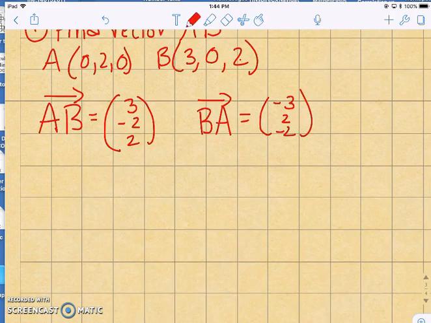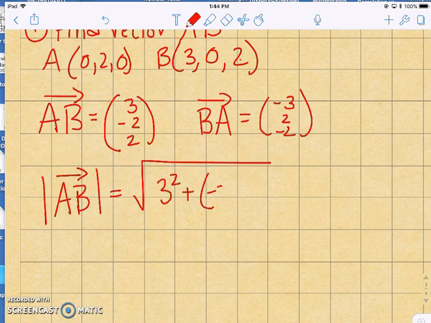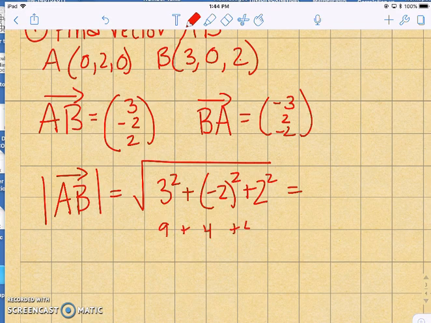And then if you were to ask to find the magnitude, again, those absolute value signs meaning magnitude, we have to do that Pythagorean theorem. So we have the square root of 3 squared plus negative 2 squared plus 2 squared. So we just extend it, and instead of x and y, we have the x, y, z's. So that's 9 plus 4 plus 4. So 13 plus 4 is 17, so it would be the square root of 17.